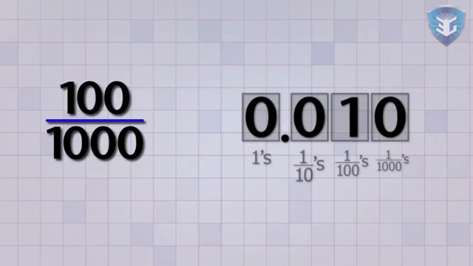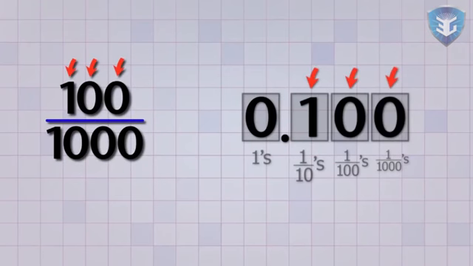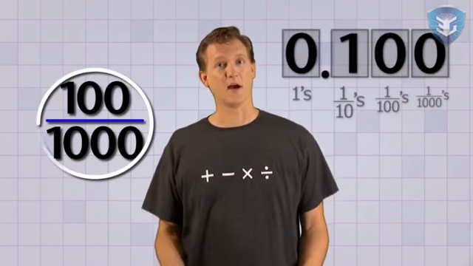Alright, what if we have 100 over 1,000? Now that's a 3-digit number on top, so we're going to need to use 3 number places. The thousandths place, the hundredths place, and the tenths place. So as you can see, 100 over 1,000 is just the same as 1/10. Let's see a few more examples.